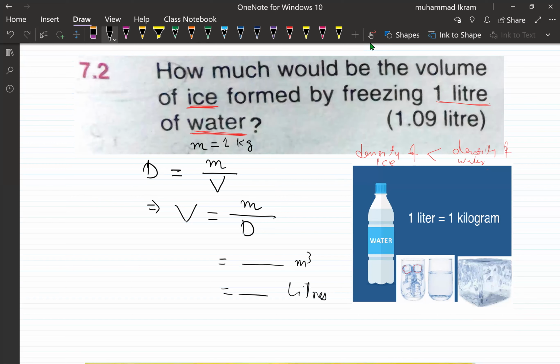Okay, so this is the density, not of water, but of ice, that is D. And here we call it rho, for example. So here it is the density of ice, right?